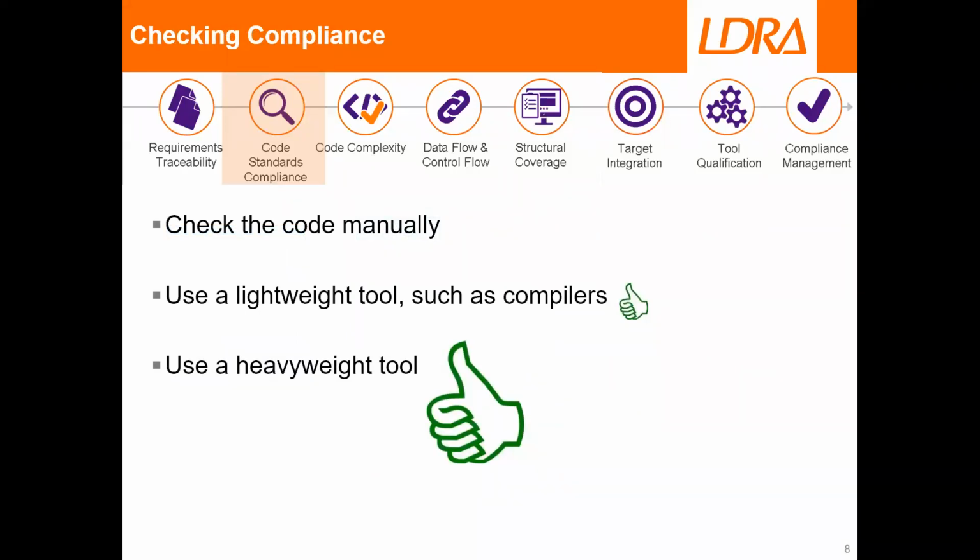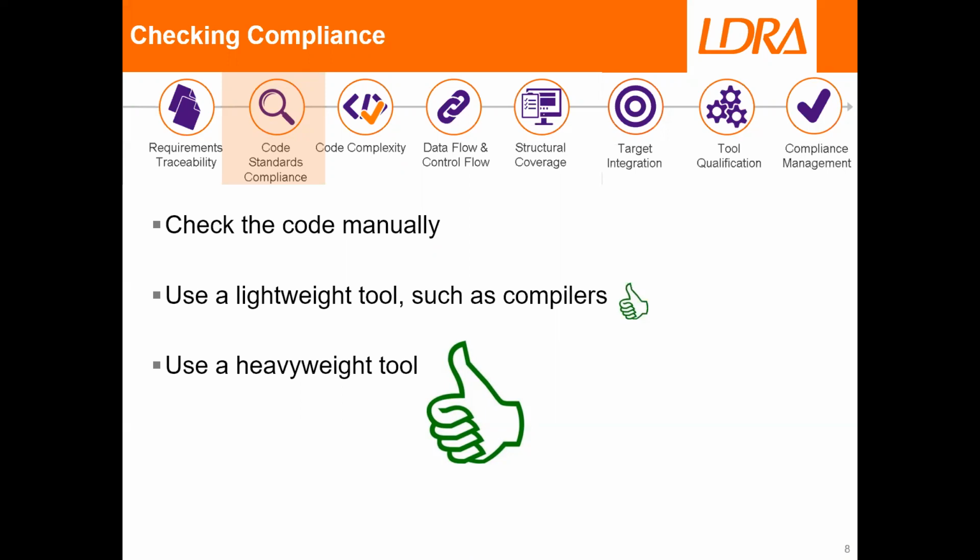Now, when checking for compliance, we have the option of doing it manually or by using a tool. Clearly, it makes a lot of sense to use a tool because it makes life easier for everyone. But since there are what are called undecidable rules, there's still a lot of manual checking that needs to be done. Undecidable rules are rules that just cannot be checked completely through static code analysis.